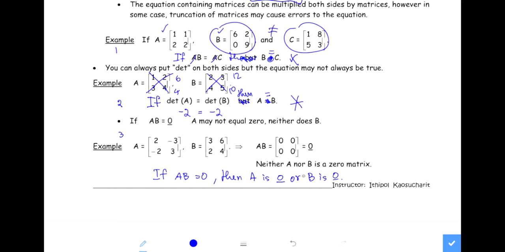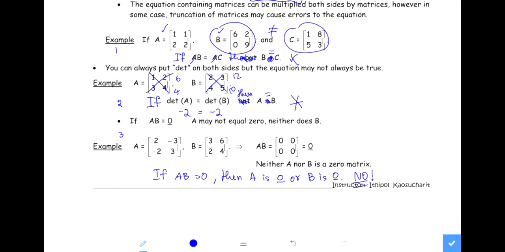Okay, then A is 0, B is 0. Is it true? No, this is not true. Why? Go back to look here. If you multiply this A and B, you will get 0. You can check it out by yourself. I don't want to waste time. A times B will give you 0, but if you go back to look, this A is not a 0 matrix and this B is not a 0 matrix. So be careful. 0 matrix means a matrix that has nothing but zeros, all zeros in the box like that.